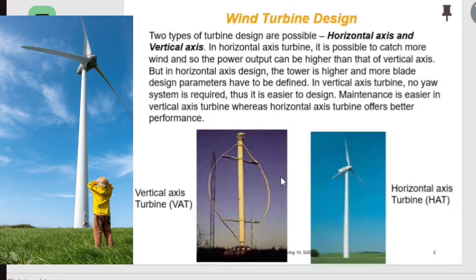So as it is written, two types of turbine design are possible. You can select either horizontal or vertical. In horizontal axis, it is possible to catch more wind, as we discussed. Depending on the blades, you can easily cover a long distance. Later we will see the formula to calculate the output of the wind.